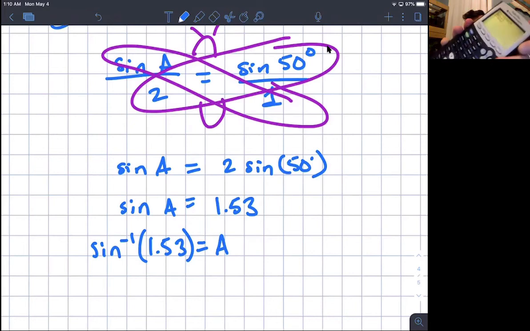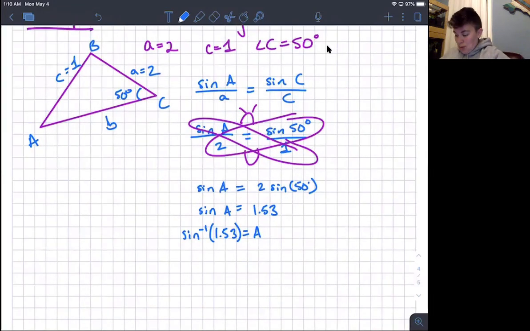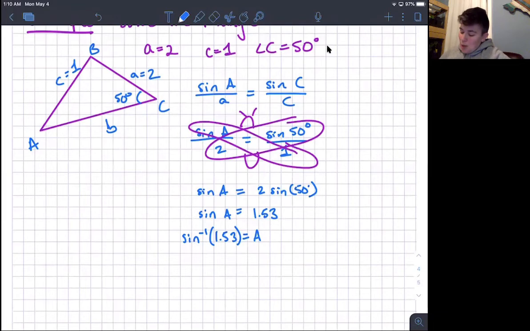see my calculator because my computer's being a jerk. Maybe you can see it there. It says domain error. You can't do it. That's because sine doesn't go above 1 or below -1. So that means for this particular triangle, no solution. It's not going to work.